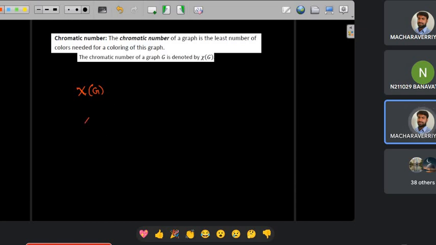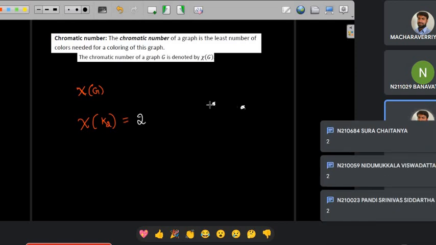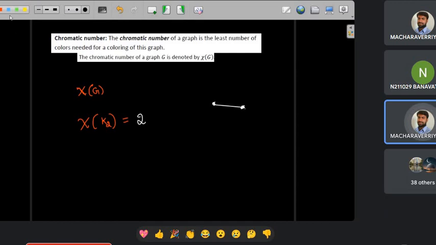So for example, now I'd like to see what is chi of K2. What is chi of K2? Chromatic number of K2? Yeah, 2. K2, it means you know, right? There are only 2 vertices and you have an edge between them. Now you can simply assign 2 different colors to it. That's it. Okay, so the chromatic number of K2 is 2.